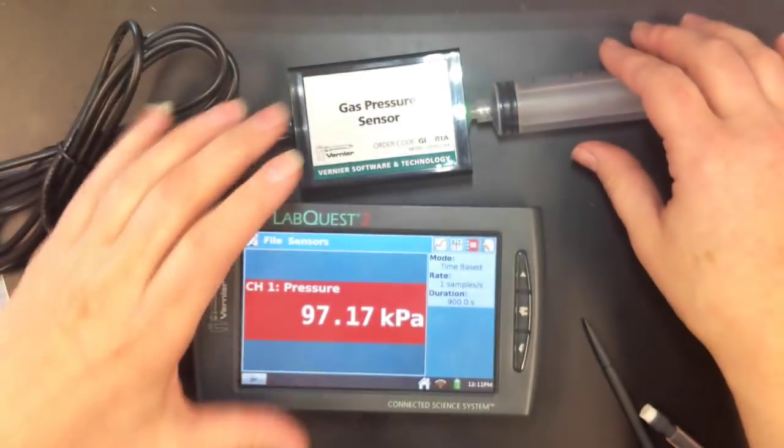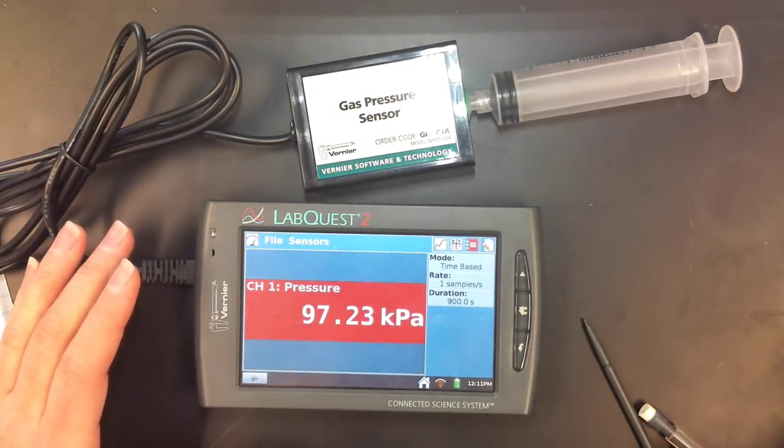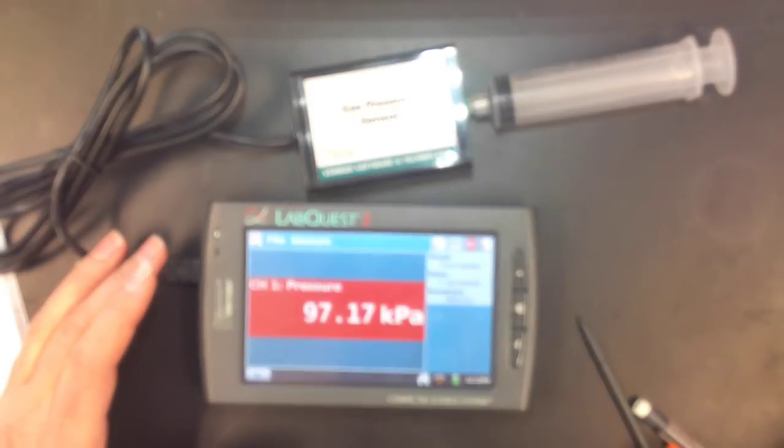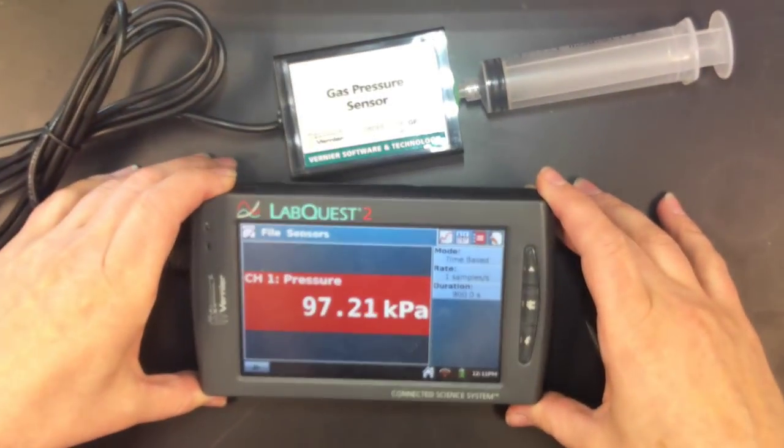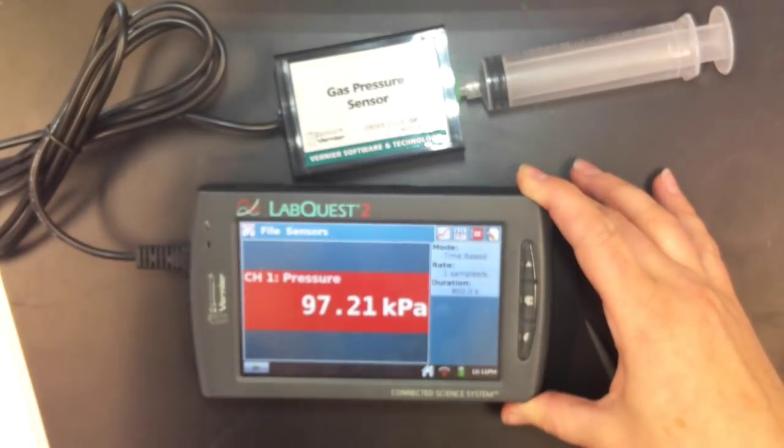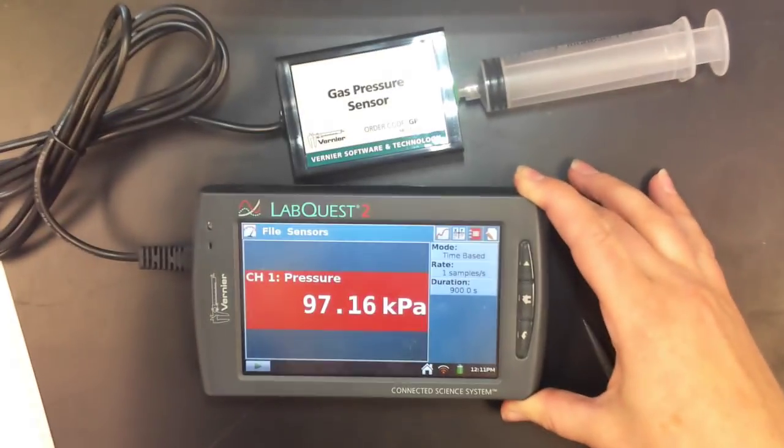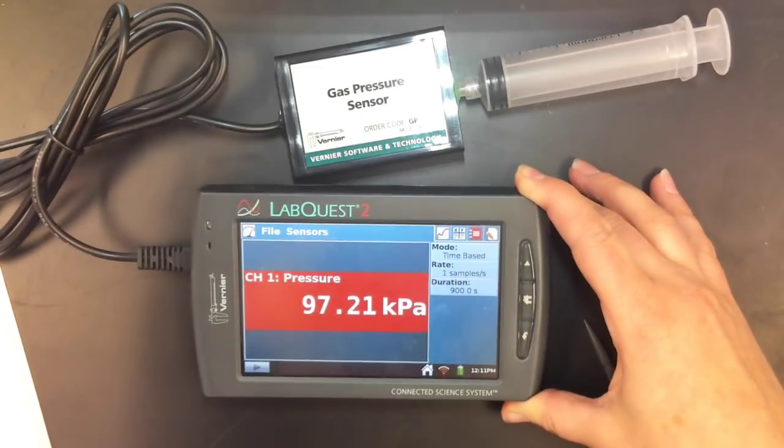If at first you don't succeed, change the location you're trying to attach it to. Right, rotate. Okay, so it has rotated. All right, and we see that the sensor is measuring in the standard unit of pressure, which is kilopascals, and that is the SI unit. So let's see if we can get the screen to lock so it stops adjusting.